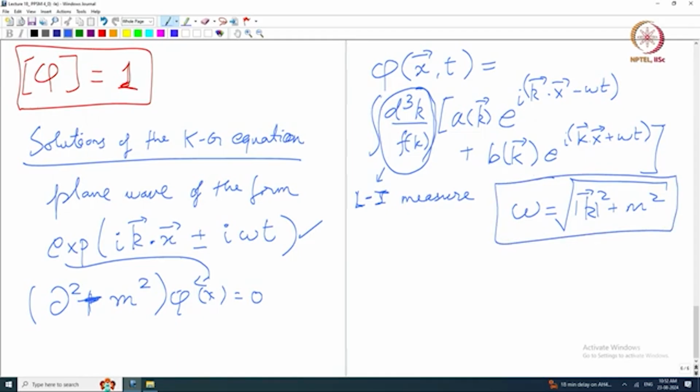Okay. So, I will stop here. Now, we will take up this solution and look at some of its properties and derive the Hamiltonian, and from there we will see where the cosmological constant problem arises.